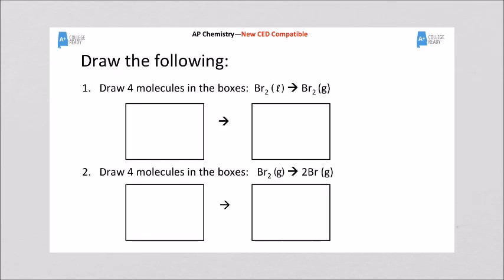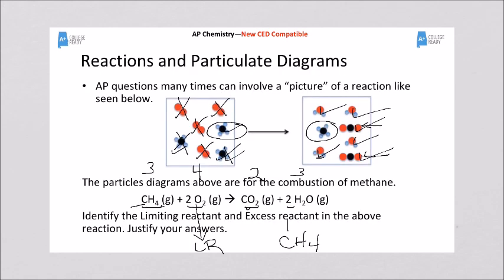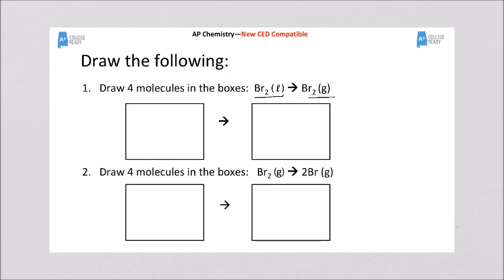Now here's a drawing, and because you can not just interpret drawings, you might have to actually draw them yourself. So notice you have bromine as a liquid going to bromine as a gas. So you need to ask yourself, what would bromine look like? How would I draw that? As you saw in the last example, we're just drawing circles, a connected circle, and those should be connected. That's what a diatomic molecule looks like. So it said to draw 4 of those.